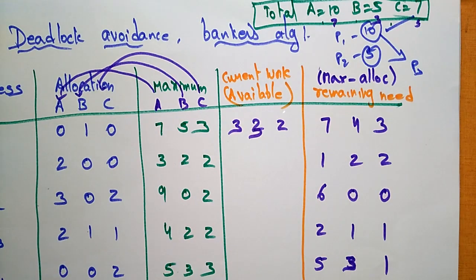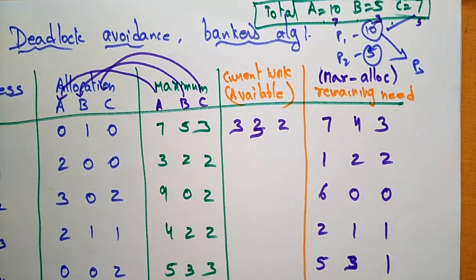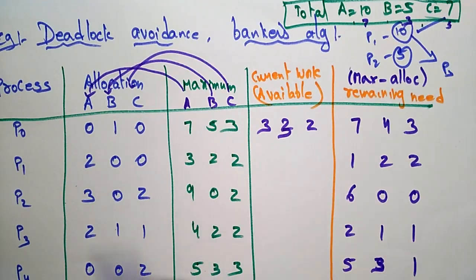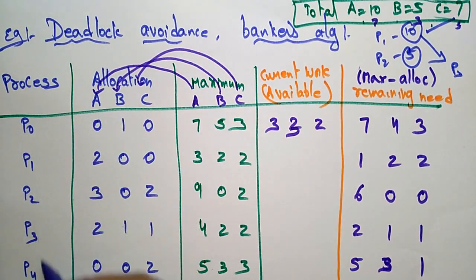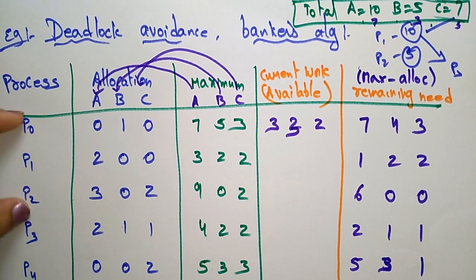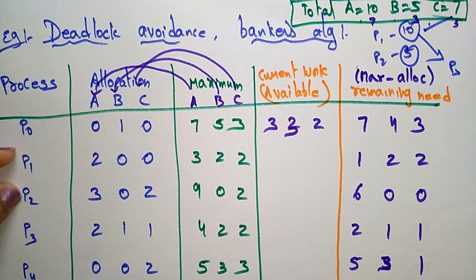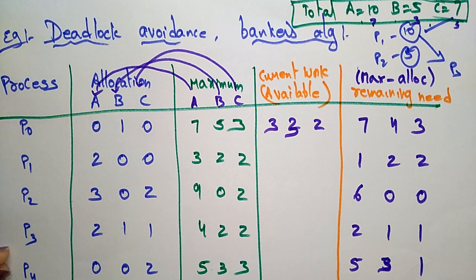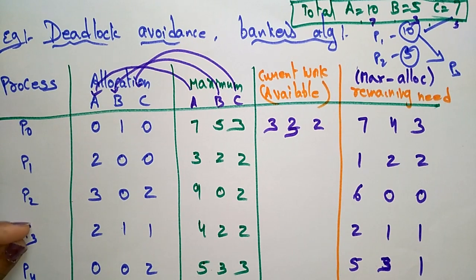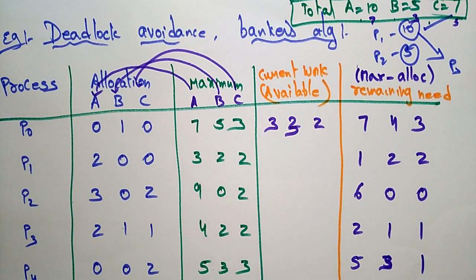3, 3, 2. Okay, we get the current work now. So we have to calculate whatever the sequence is, that is a safe process, we have to arrange in a sequence. So in this P0, P1, P2, P3, P4, we have to find out which process is in safe state. So that process has to be assigned first. Next, we have to calculate the next safe state process so that the deadlock can be avoided.